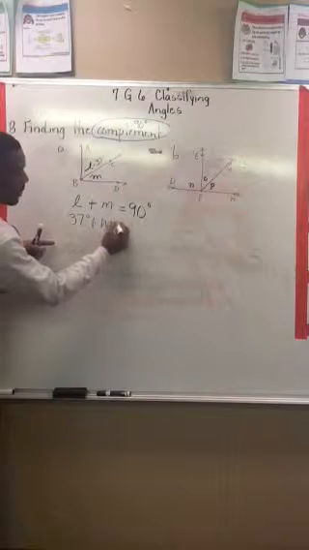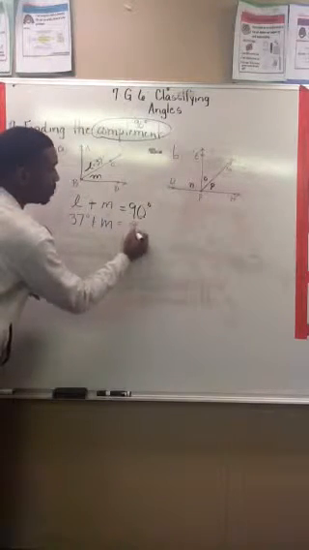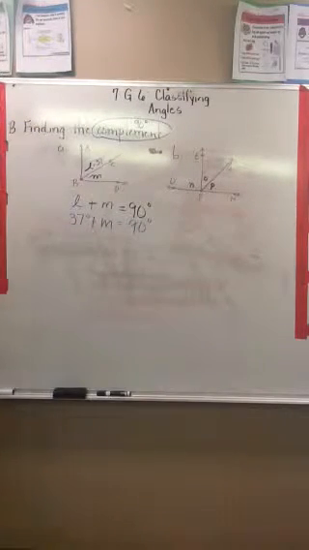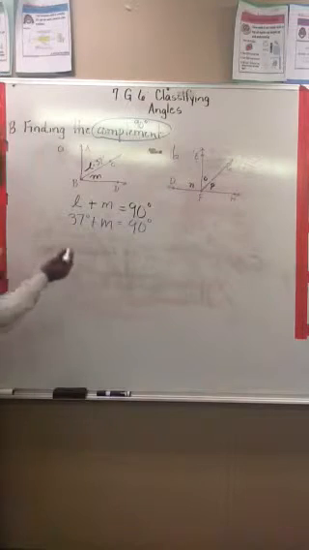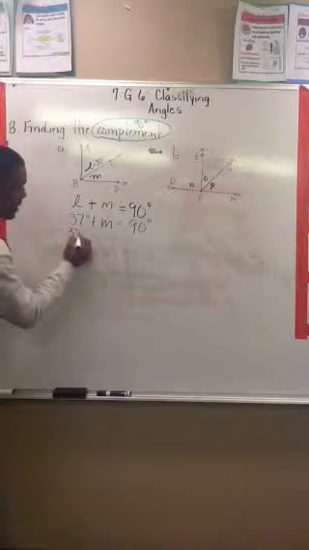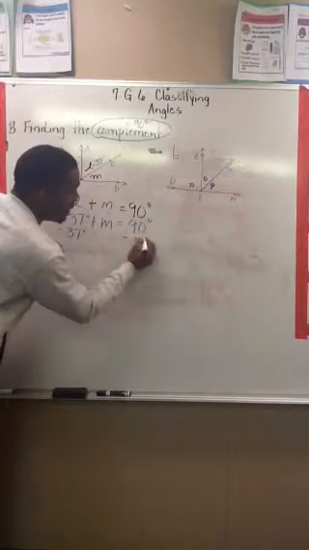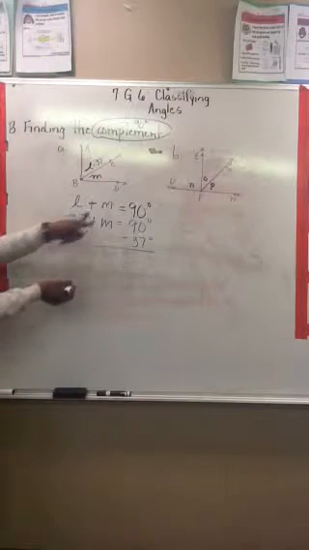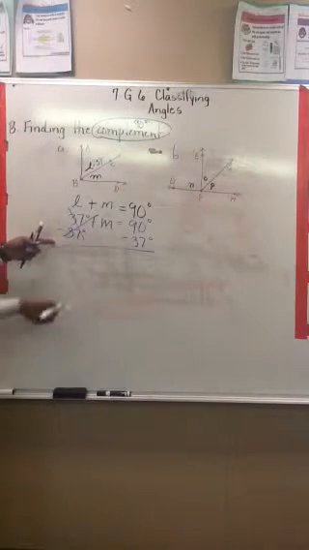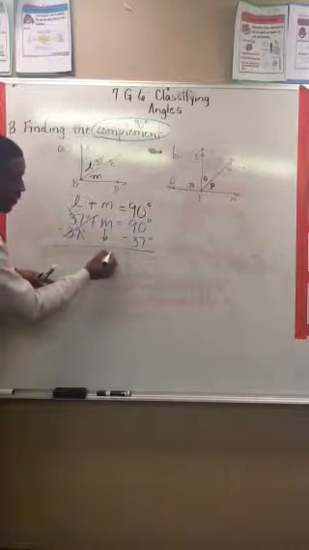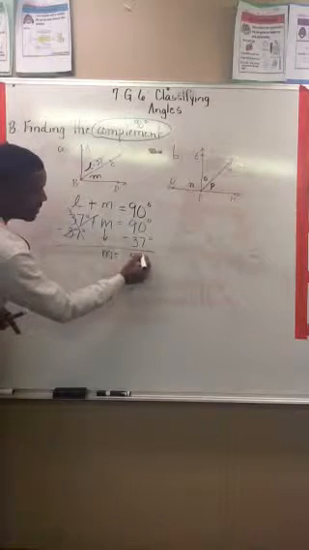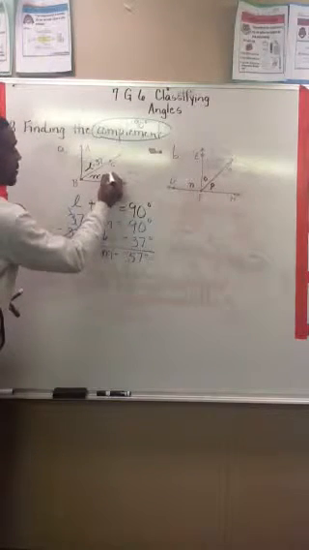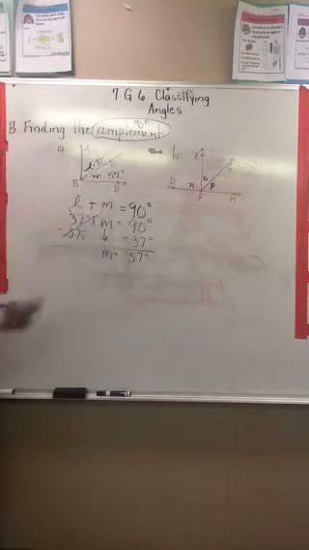I don't know M, so M's going to come down. But I know both have a sum of 90 degrees. I'll use what I know about inverse operations. Since this 37 degrees is positive, the inverse is negative. I'm going to subtract 37 degrees from both sides of the equal sign. Take the signs with the constant. Bring down the variable. You're left with 90 minus 37, or 53 degrees. So M has to be 53 degrees for this to be a complementary angle.